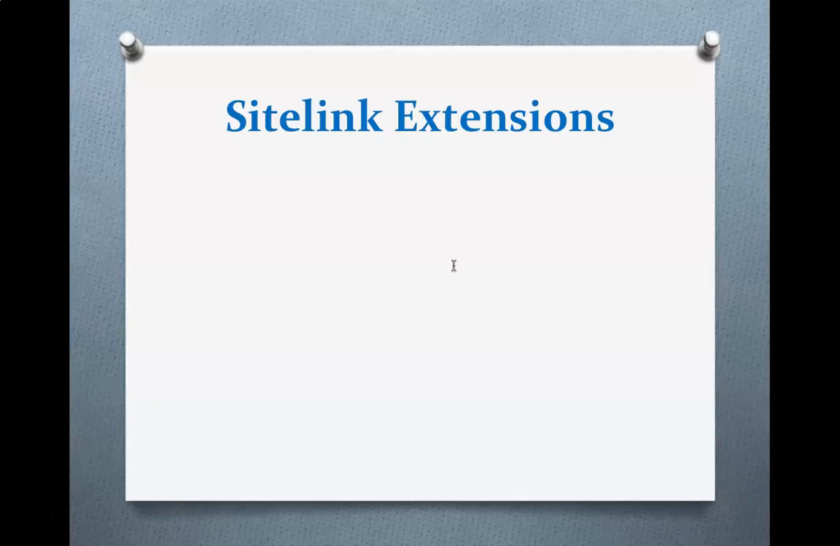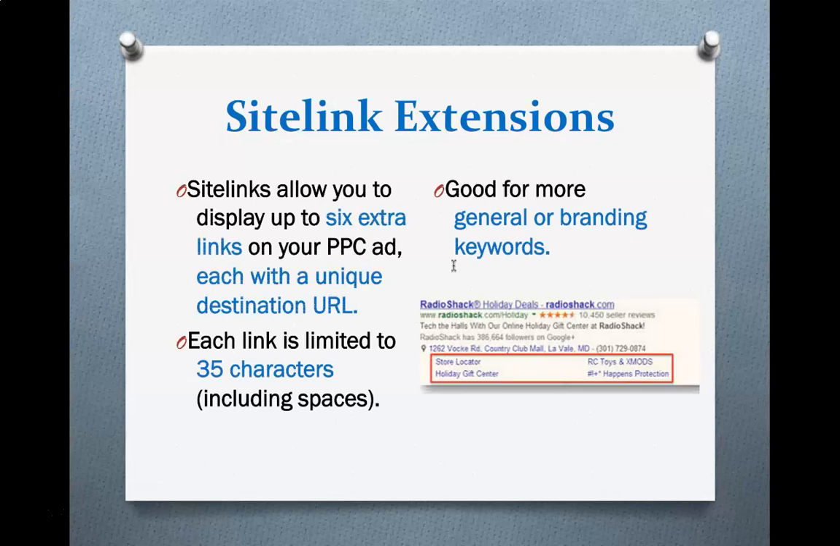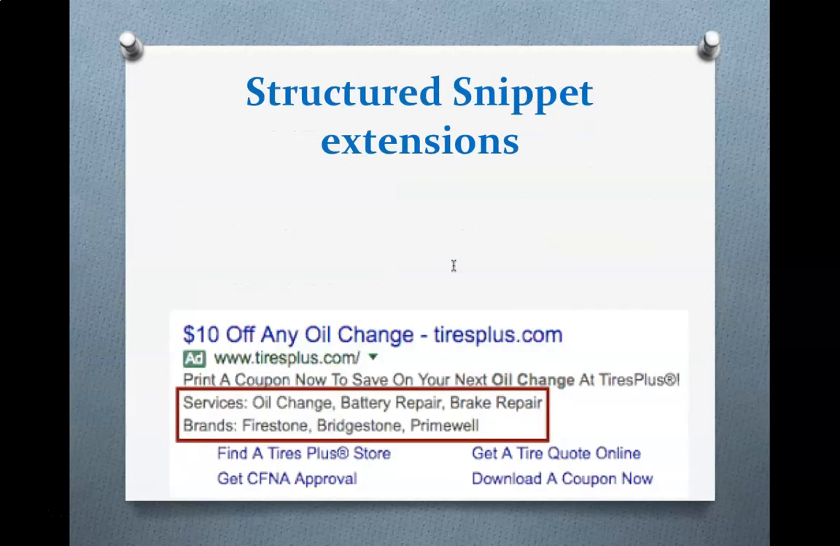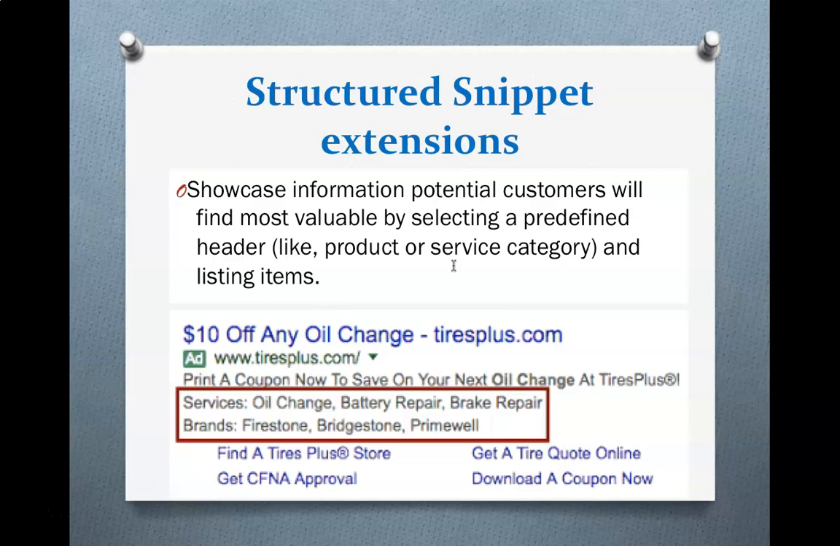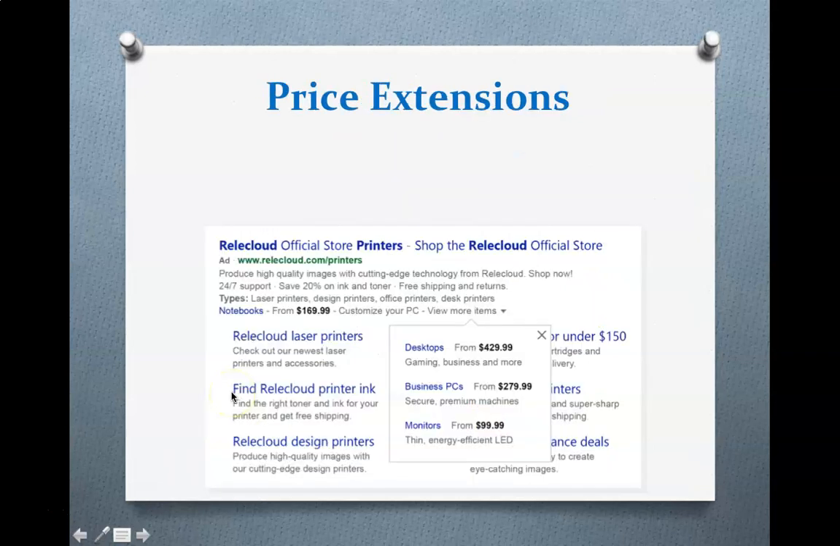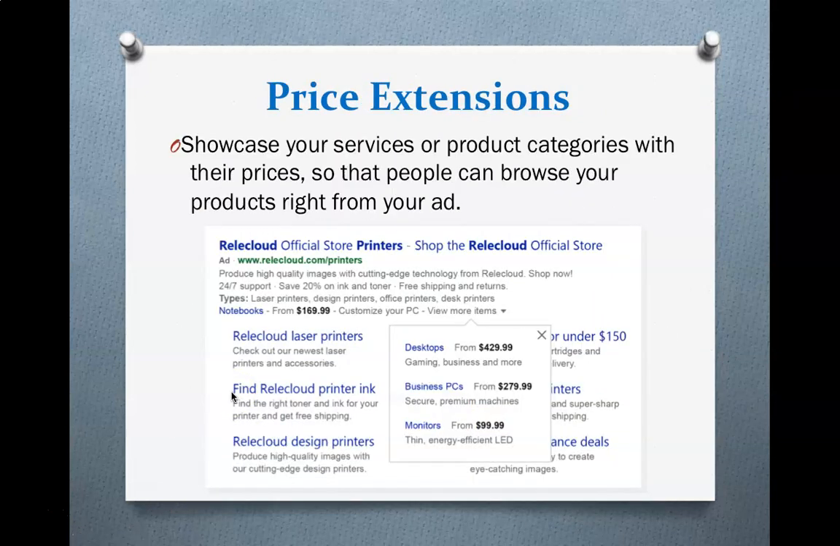So site link extensions just allow you the opportunity to put up links to other locations in your website. Structured snippet extensions showcase information potential customers will find most valuable by pre-selecting headers. And you can see the examples just down here. Price extensions showcase your service or product categories with their prices.